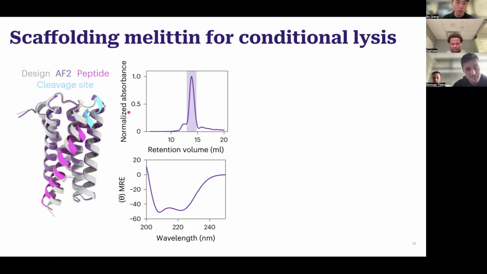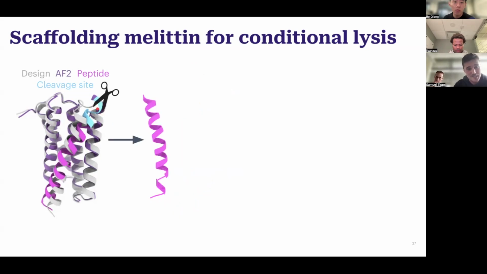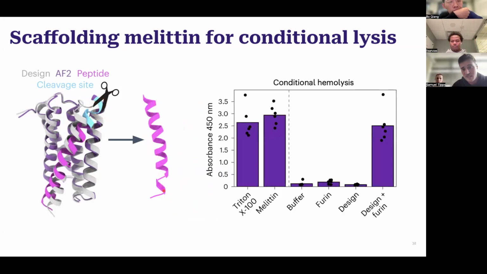And when we express these in E. coli and purify them, again, they're soluble and monodispersed by size exclusion chromatography, suggesting it's not aggregating and is well behaved. And it looks very well folded with alpha helical peaks by circular dichroism. And so now we have to test if this was actually a functional peptide cage. So we need to cleave off our melittin peptide at the furin cleavage site, release our melittin peptide, and see if we get conditional membrane lysis.